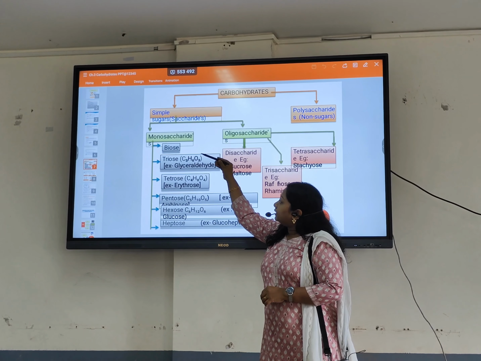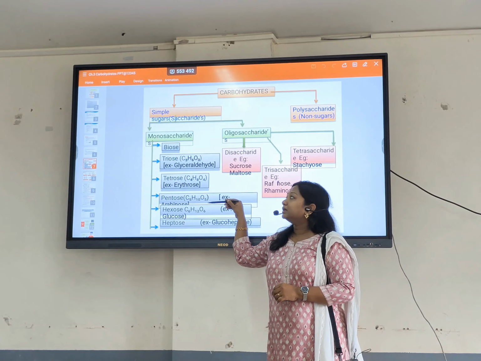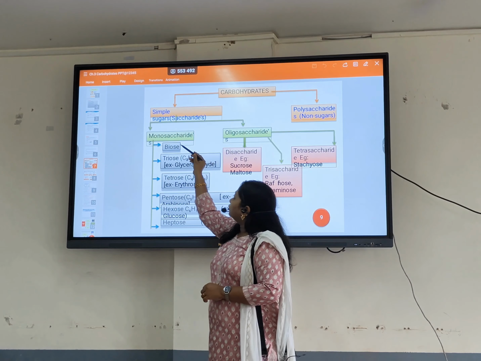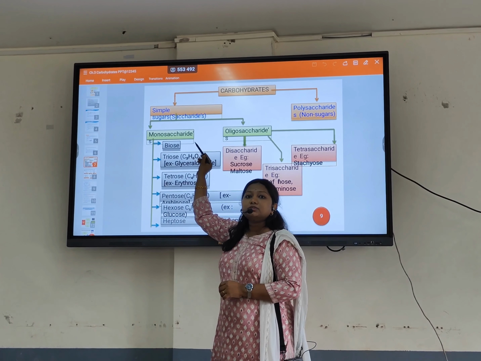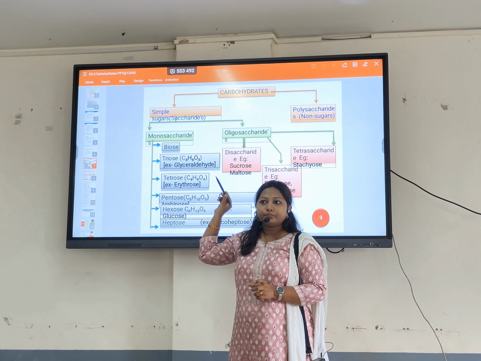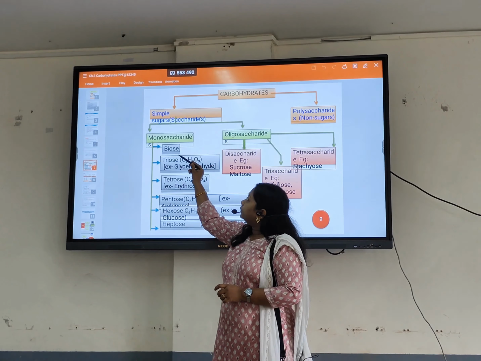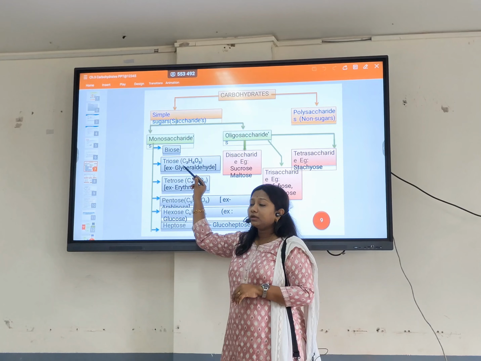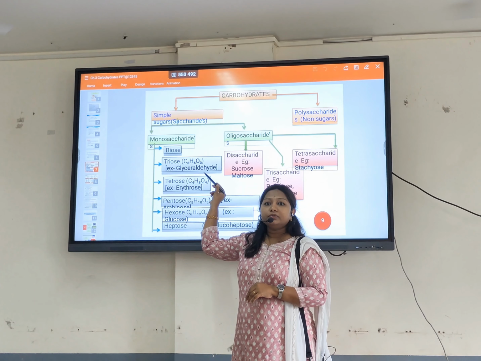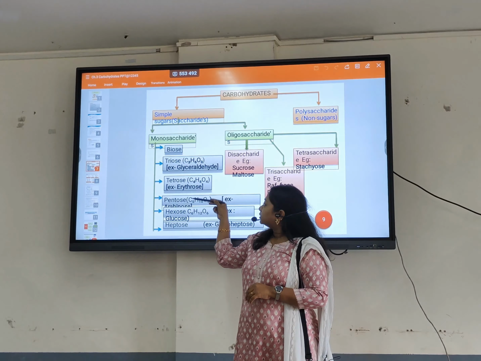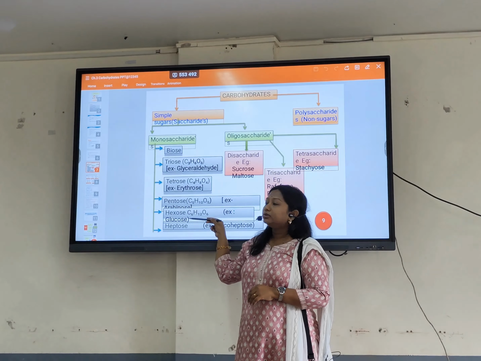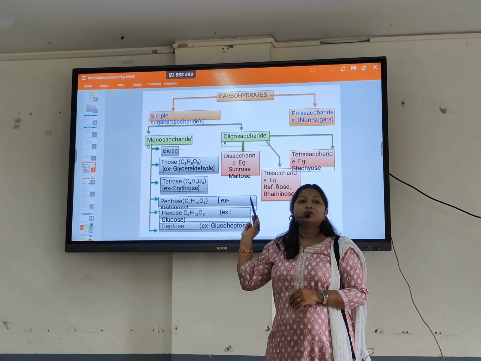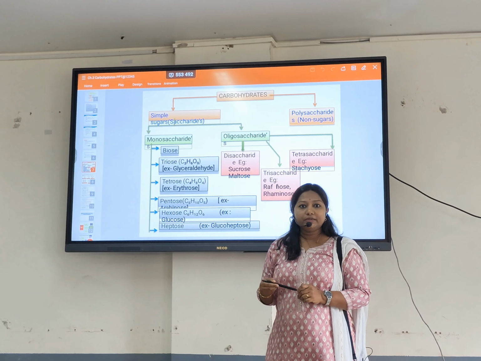This monosaccharide has a sub-classification also, based on how many carbons are present. As per the definition, a monosaccharide is a single unit. Understood? But in a single unit, if your compound contains two carbon atoms, we call it biose. If it contains three carbon atoms, we call it triose, then tetrose, pentose, hexose and heptose. So this is the sub-classification under monosaccharide. These are called saccharides or simple sugars because they have a sweet taste.